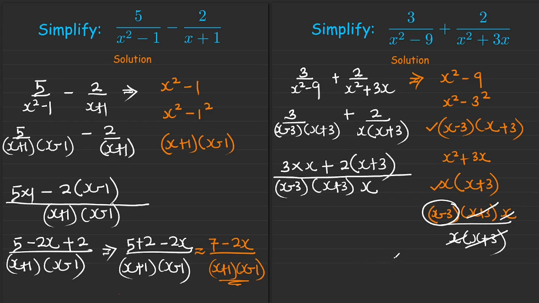With that, we continue with our simplification. So we have 3 times x, which gives us a 3x. And then 2 times x, which gives us a 2x. And then 3 times 2, which gives us a positive 6. All over our denominator, which is x minus 3, x plus 3, and then x.